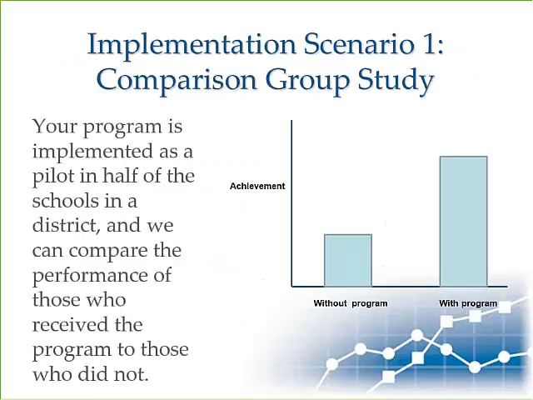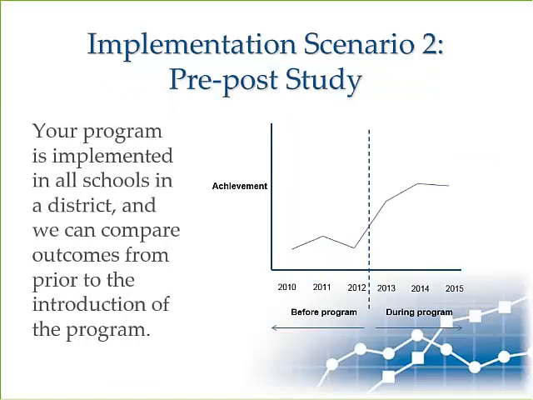So implementation scenario 1 supports a comparison group study. In this case, the program is being piloted in a fraction of the schools in the district, and this allows us to compare the performance of program users to program non-users to infer the impact of a program. An especially useful way to roll out the program is to pilot the program with a random subset of schools, which actually gives us an experimental comparison, yielding a highly valid result. Embedding an experiment this way in the rollout of the program gives a result that is often considered a gold standard for accuracy. The second implementation scenario is a pre-post study.